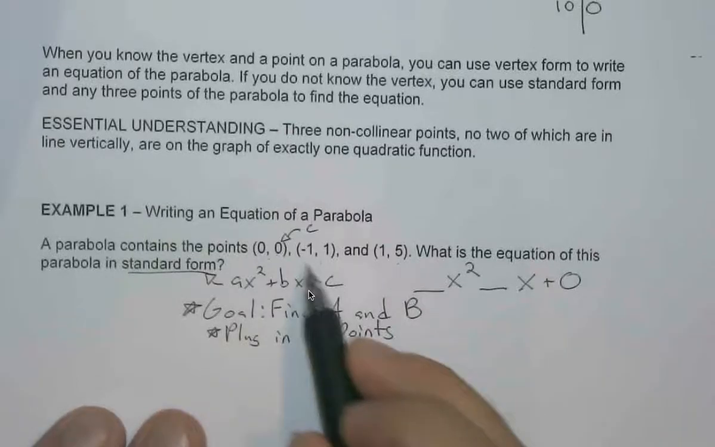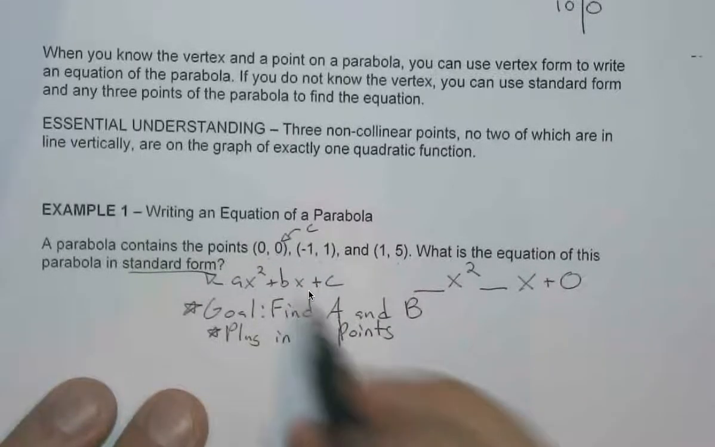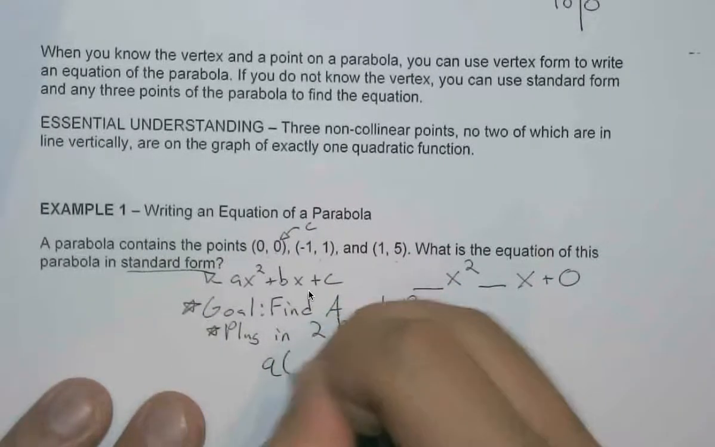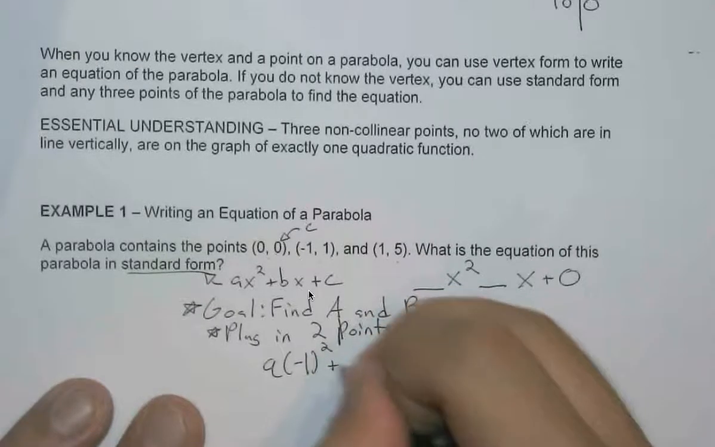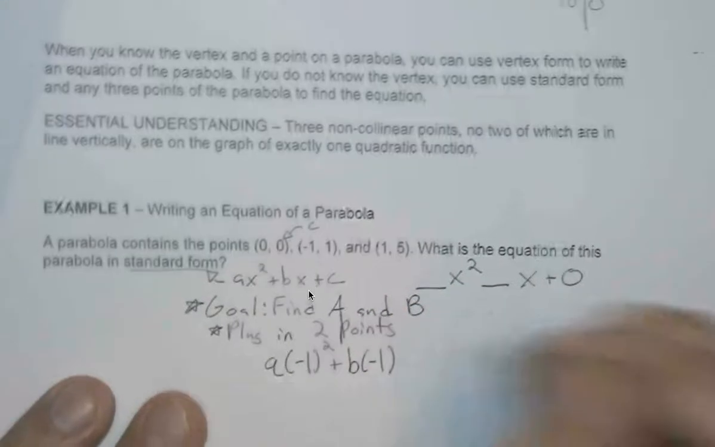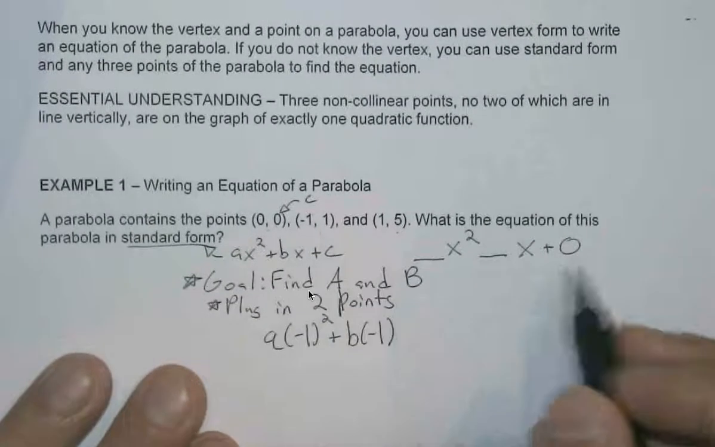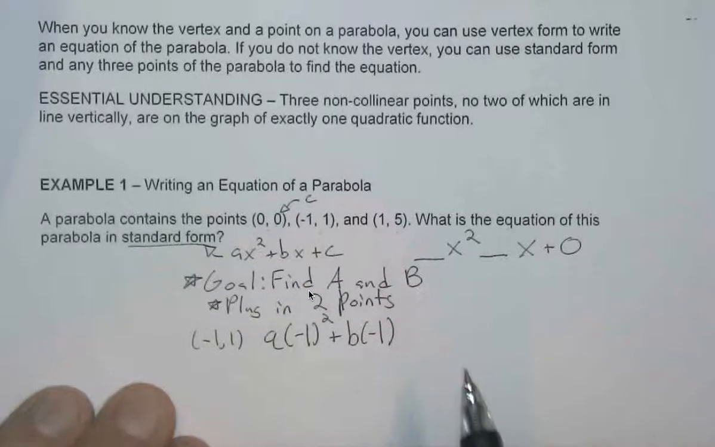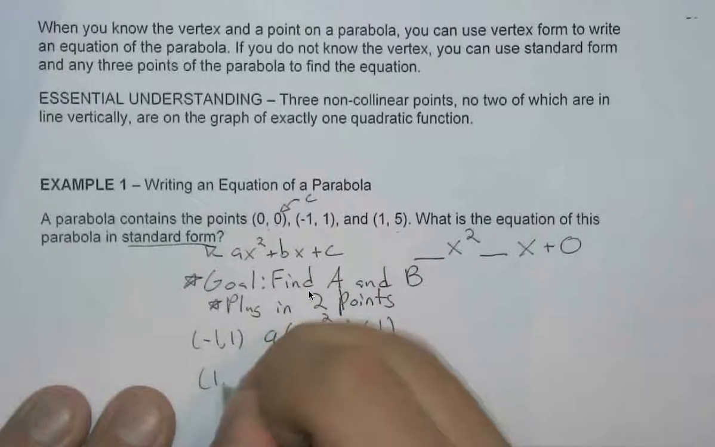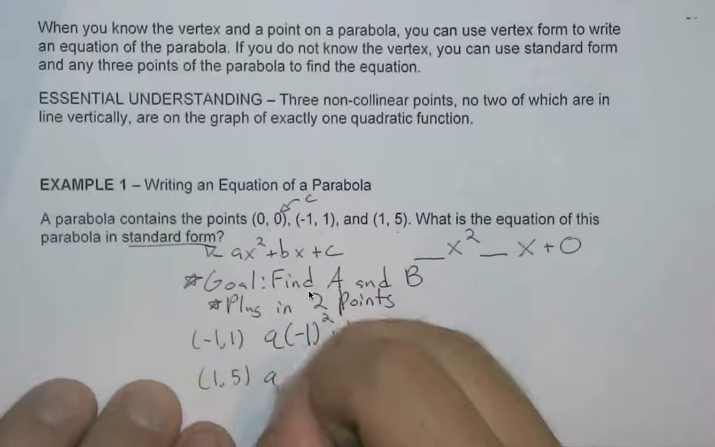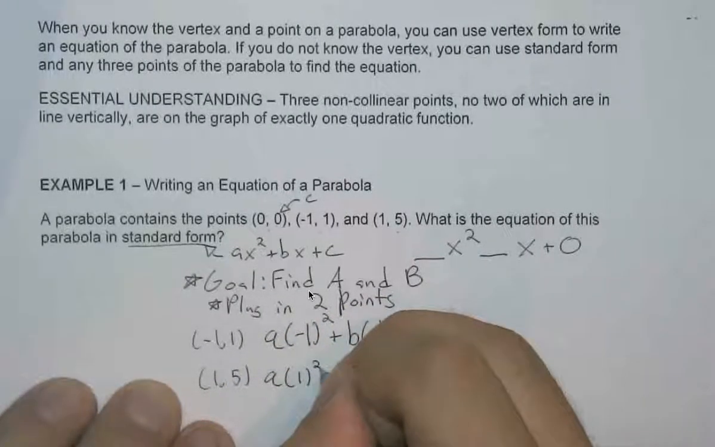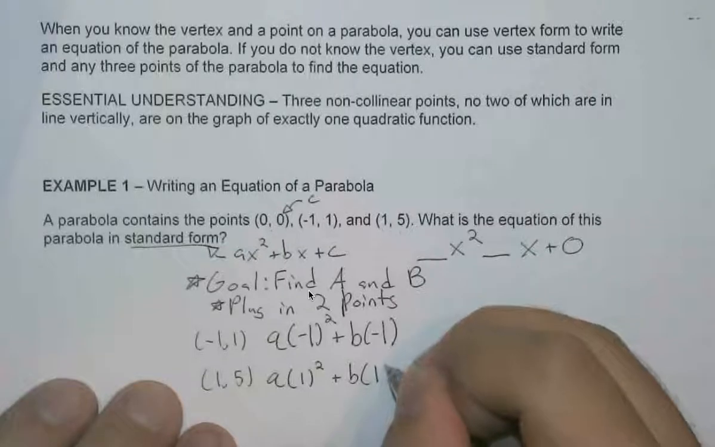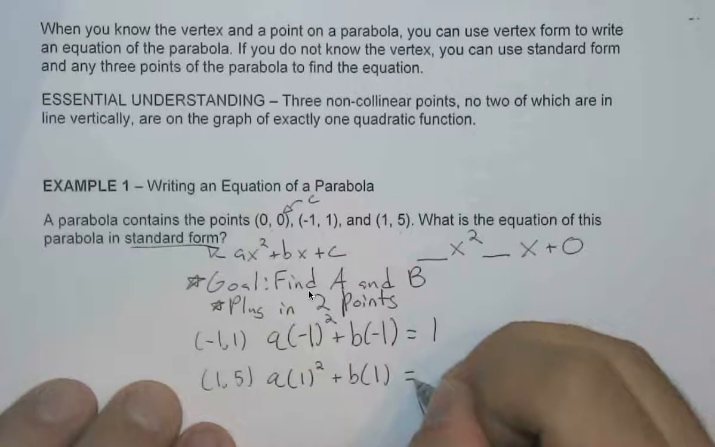I know that if x is -1, the outcome's 1. So if we plug that in accordingly here, we have a multiplying with -1 squared plus b times -1. We know that c is 0, so we don't have to write that. So that's for that first point. The second point, 1, 5. If x is 1, a is something we don't know, but we add on the rest of it. This should all be equal to 1. This should all be equal to 5.